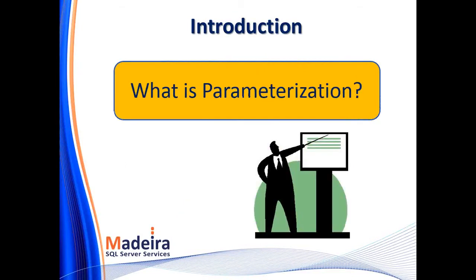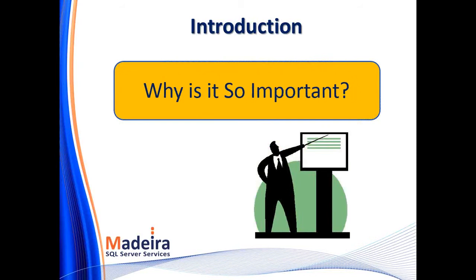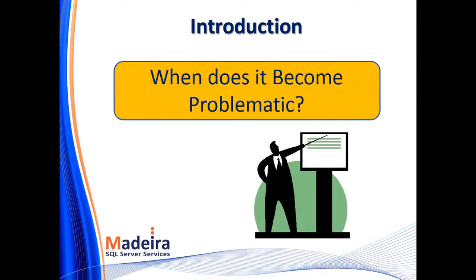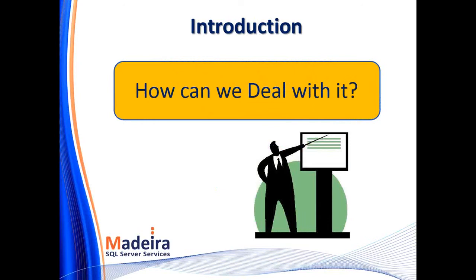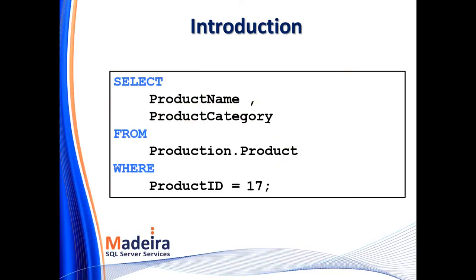But let's start with what parameterization is. I want to talk about its importance, when it is problematic, and how we can deal with it. When I talk about parameterization or parameters, look at this query, for example. I'm talking about this value, of course, in the WHERE clause, in equality predicates or inequality predicates. This value can be replaced with different values, and we can also use a parameter here, like product ID. And this is what I'm going to talk about today.